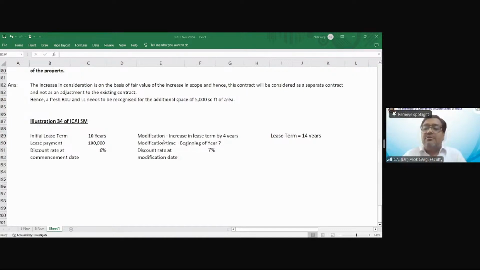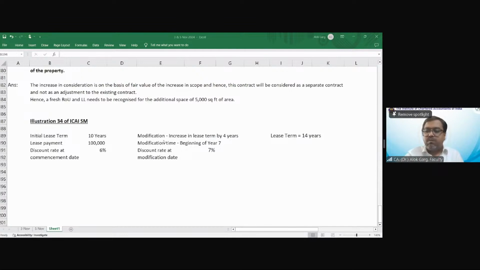I have agreed to increase 5%, which was not part of my original lease terms and conditions. In addition to 10%, I became ready to increase 5%. So my consideration is changing. My time is not changing. My consideration is changing. There is a modification. In this case, when my consideration is changing, again I need to recompute my lease liability. But for recomputation of lease liability, should I consider the revised rate or the original rate?